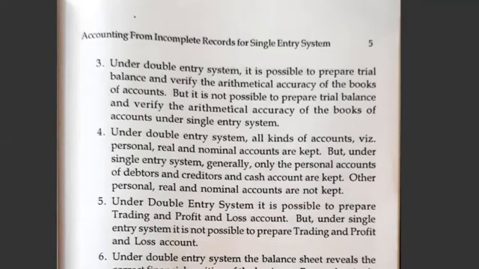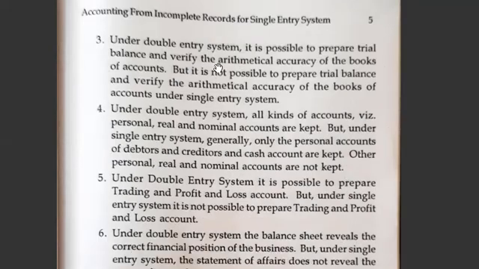Next, under the double entry system, it is possible to prepare the trial balance and verify the arithmetic accuracy of books of accounts. It is possible only in case of a double entry system, but in single entry system it is not possible. Under double entry system, all kinds of accounts, personal, real and nominal accounts, are kept, but under single entry system generally only personal accounts of debtors and creditors and cash accounts are kept. Other personal, real and nominal accounts are not kept.